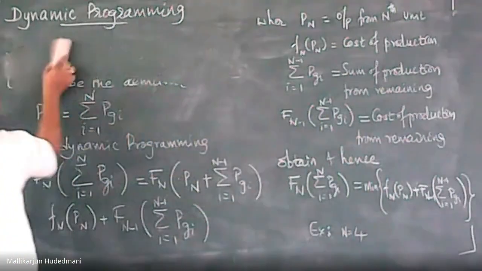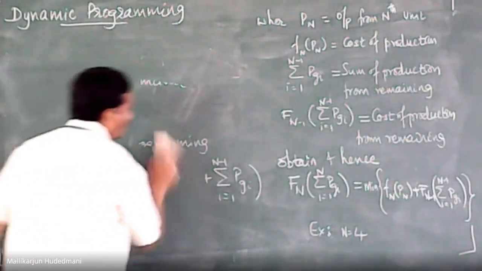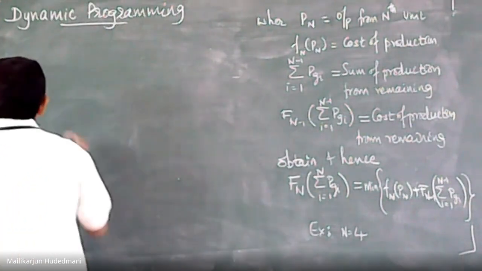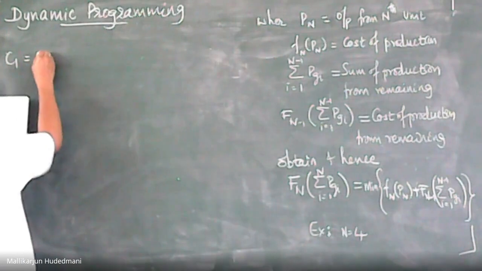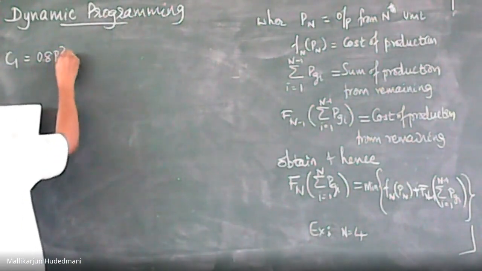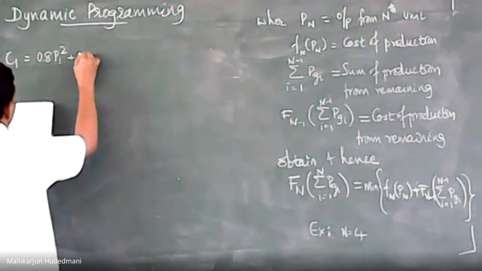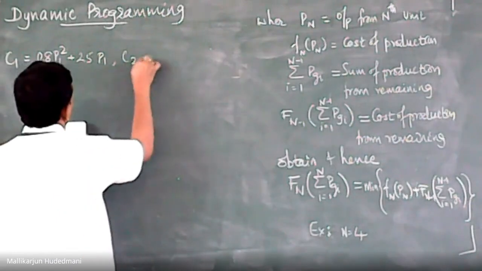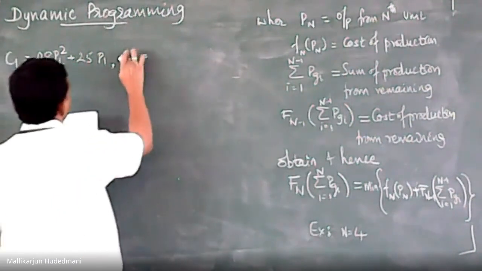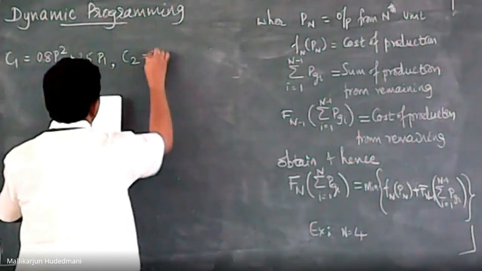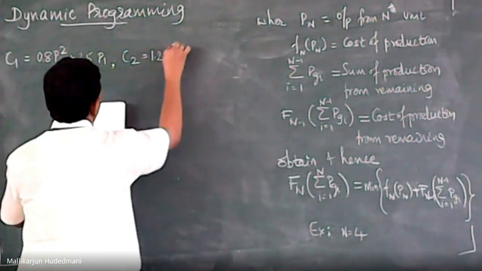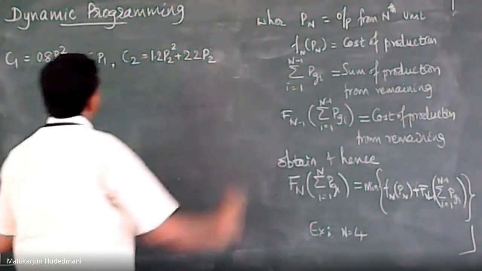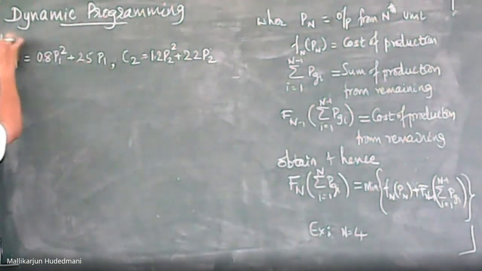For that, I will just take a simple example. That example should clear this derivation. This is a short derivation. I have a machine. Example, C1 equal to 0.8 P1 square plus 25 P1. And I have C2 equal to 1.2 P2 square plus 22 P2. You have been given an example.